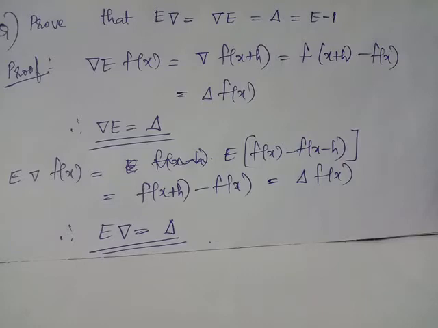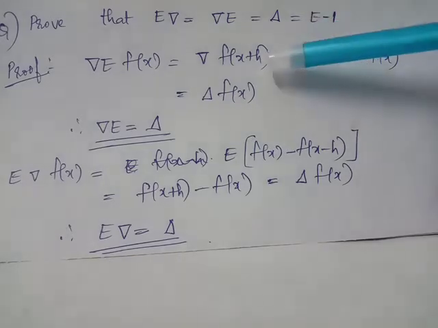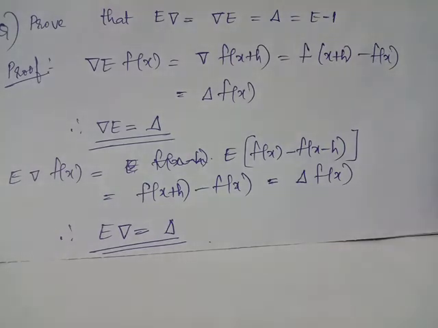The working of the backward difference operator is that it will take the difference between the function's value at this position x plus h and the function's value at the decremented position x plus h minus h. That is, we will have the output displayed as f of x plus h minus f of x when f of x plus h acts as input to the backward difference operator.